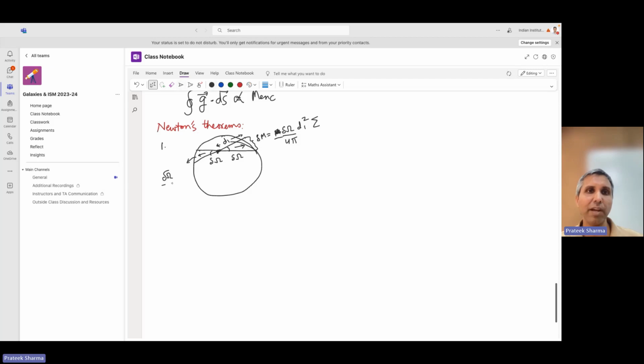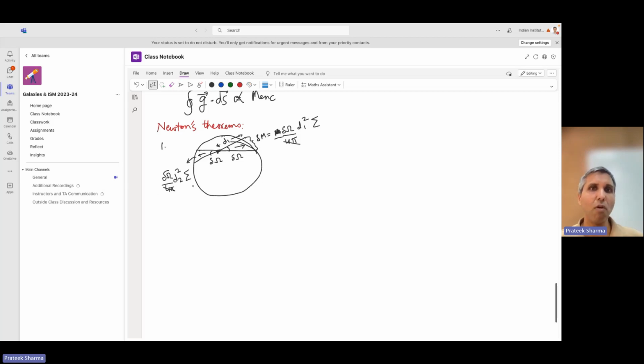Similarly, this one is delta omega. The solid angle is the same, because we are taking just this cone extended on the two sides, times d2 squared sigma. That is correct because sigma is mass per unit area and this is just the area. So let's get rid of that.